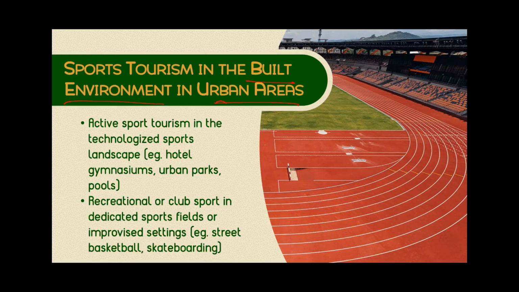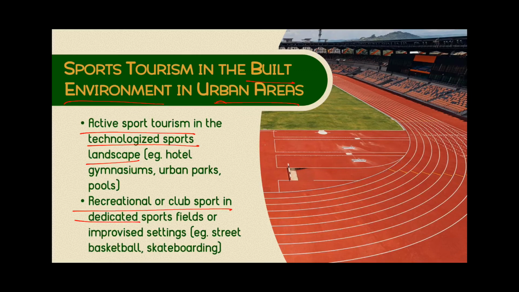What are the types? So the first one, we have the active sports tourism in a technologized sports landscape, like for example, hotels, urban parks, gymnasiums, and pools. Where you can do your sporting activities, but they are part of a larger technologized, industrialized establishment. Next, we can also have recreational club sport, dedicated sports fields of improvised settings.